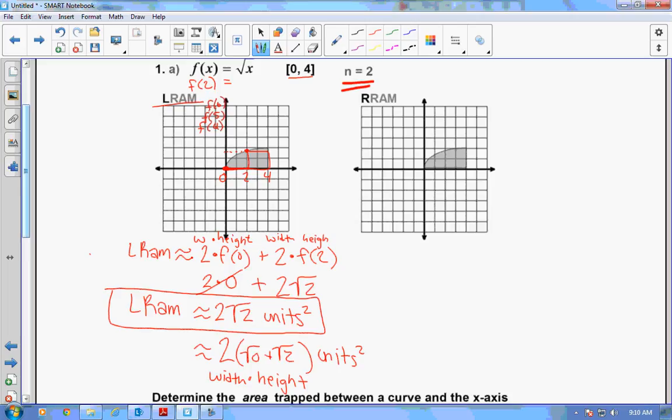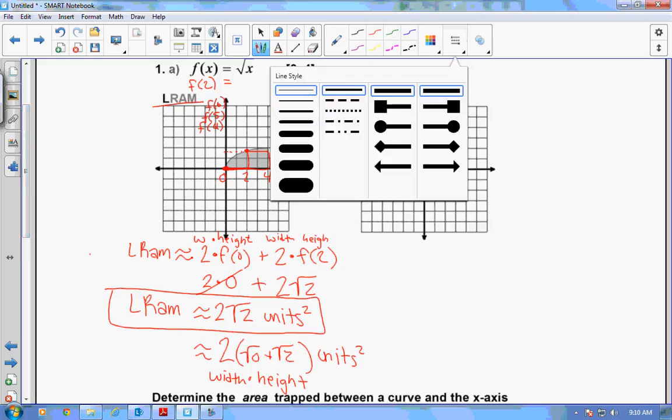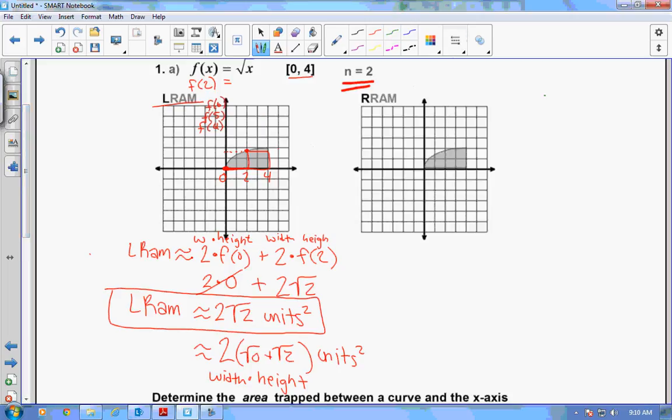Okay, we're going to do the same thing, but using RRAM, the right. Okay, again we need 2, so they are each going to be a width of 2. How would I draw my rectangle from 0 to 2, using a right endpoint? Yep, so on your right side, go up until you hit the curve, which will be right here. And now you can see already it's going to be an over approximation. And then from 2 to 4, you go to your right side and go up until you hit the curve.